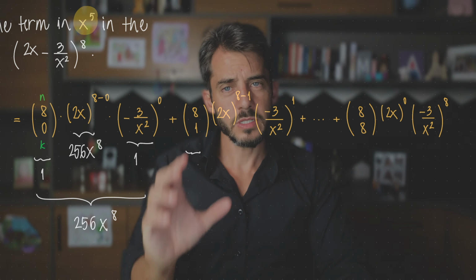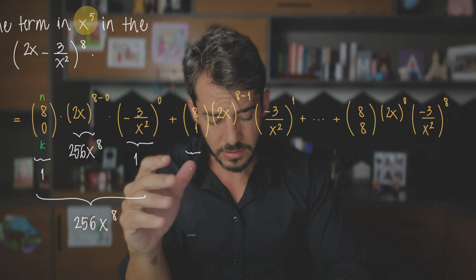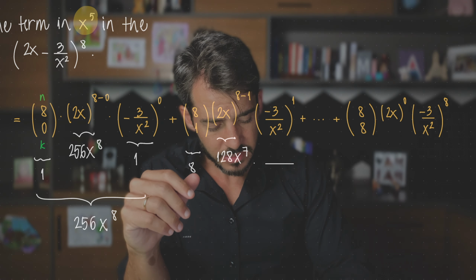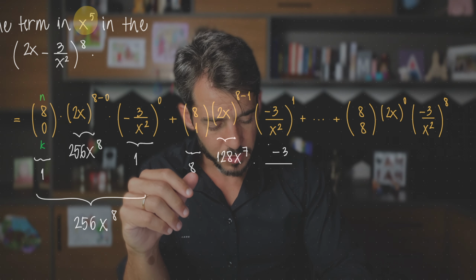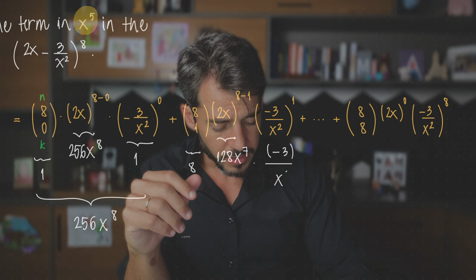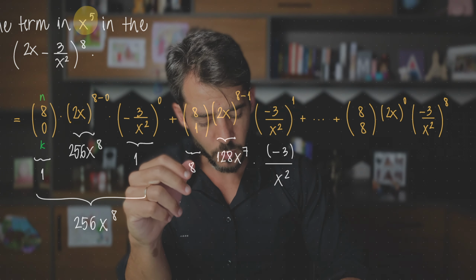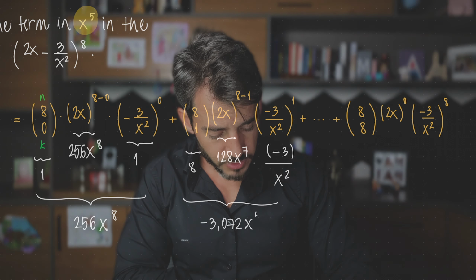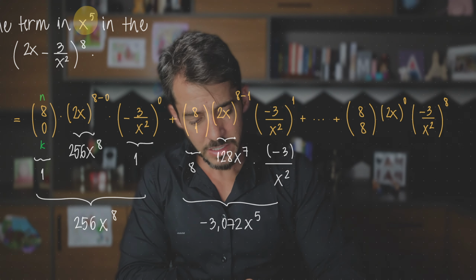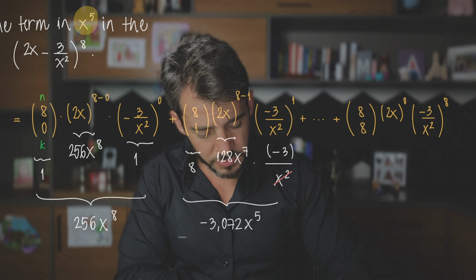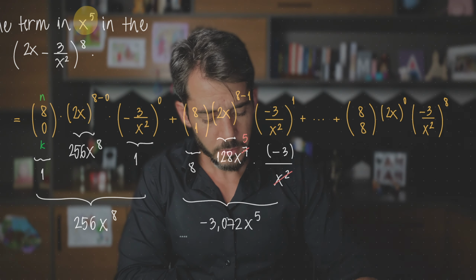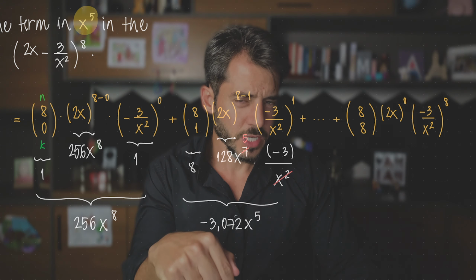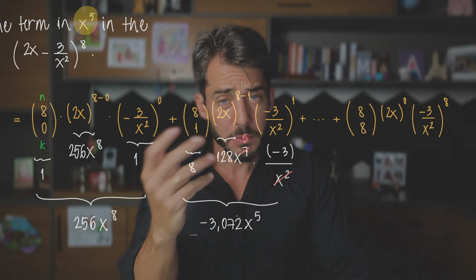plus a choose 1. Anything choose 1 is just that anything. In this case, it's 8. Now we have 2 to the 7th, x to the 7th power times negative 3 to the 1st over x squared to the first power as well. And right here, we can already see the term in x to the 5th. And that is because this x squared will simplify with this x to the 7th, becoming an x to the 5th.